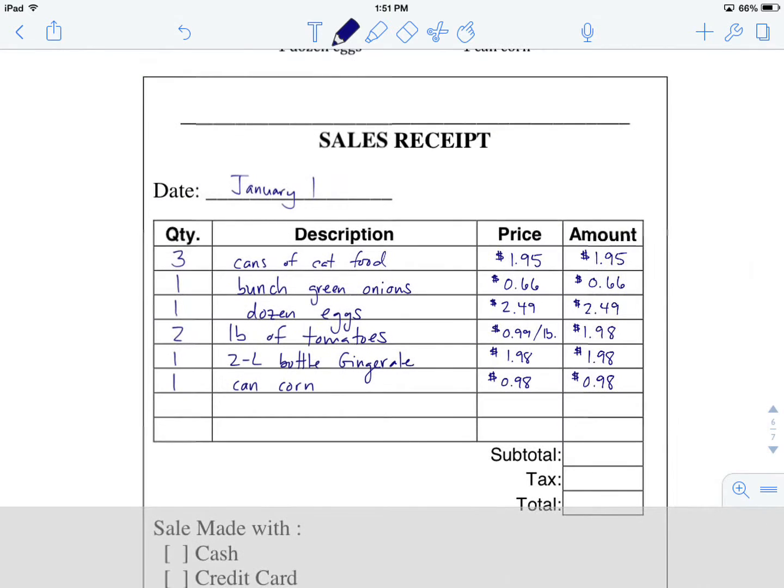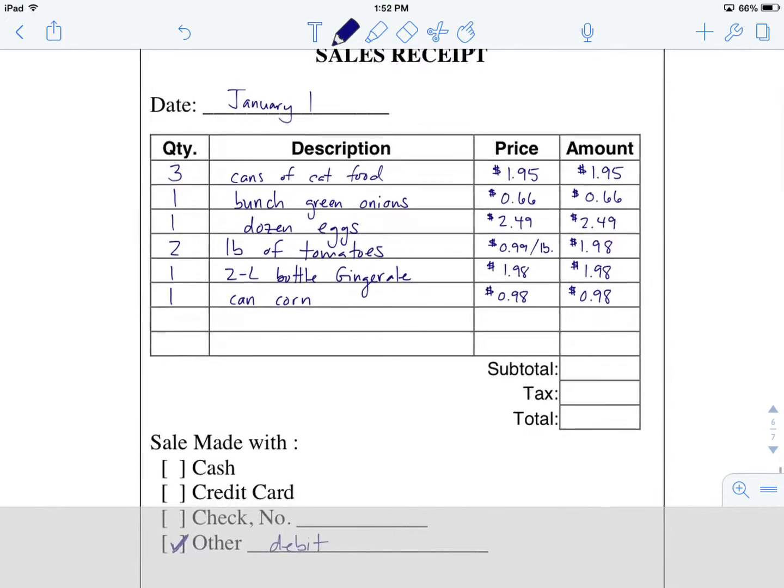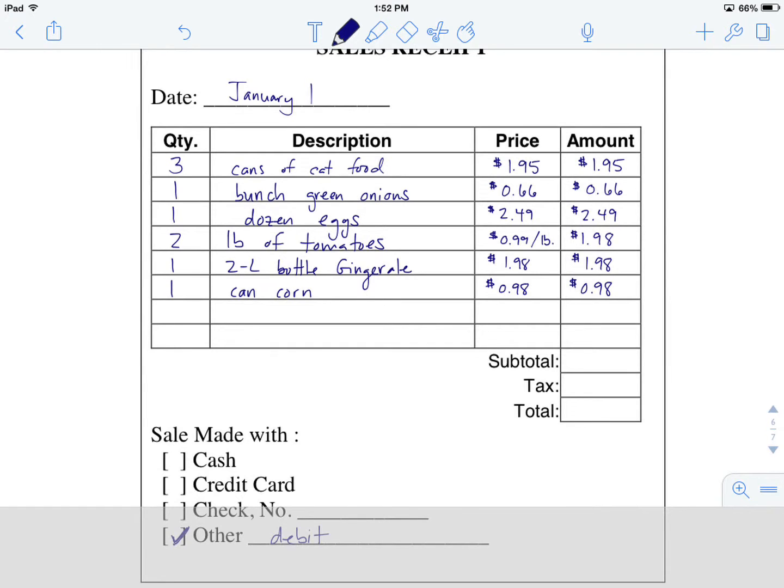So that's the first thing, or the second thing I did. I copied down all the items onto my sales receipt. Then I went and referenced my Hangry online store inventory, copied the prices, and calculated the amount. Next thing up for me is to calculate the subtotal. So I'm going to take all of these amounts and I'm going to add them together.